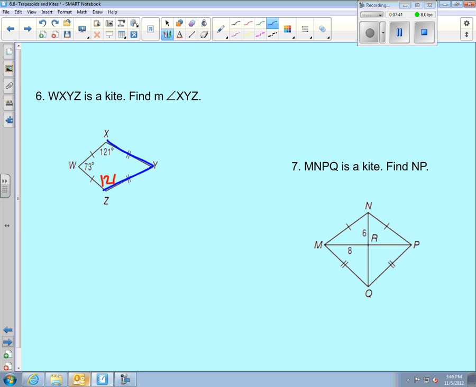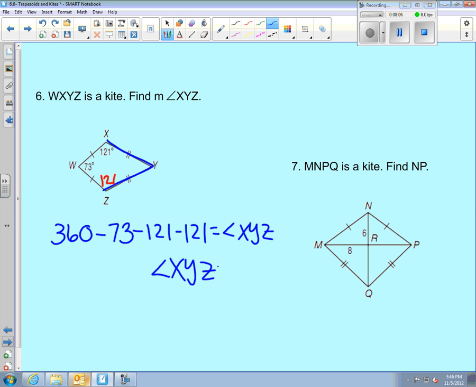That seems slightly confusing. But we're dealing with a quadrilateral, and we know quadrilaterals add up to 360. So if I subtract out the information I know, 121 minus another 121, that's going to give us our angle XYZ. If we go ahead and subtract those, we learn that our angle XYZ is going to be 45 degrees.